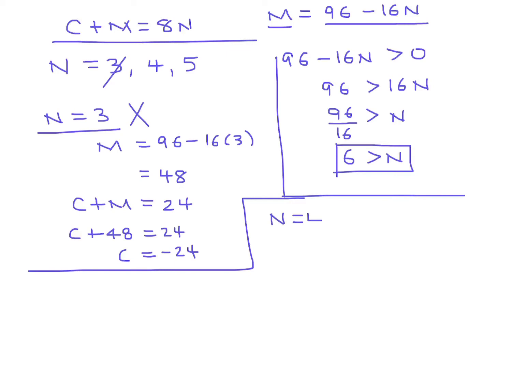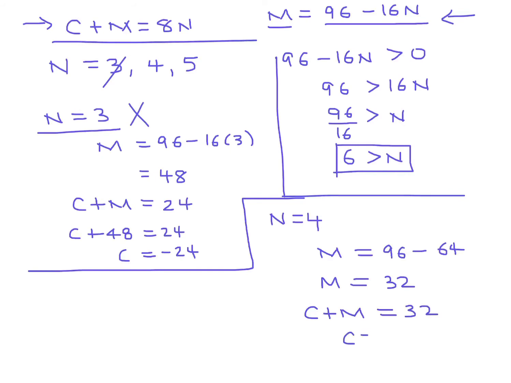Let's try N equals 4 with the same equations that we have. The first one was M is equal to 96 minus 16N. 16 times 4 is 64. And that means we've got 32 for M. All right, does that work with our first equation? Let's see. C plus M would be 8 times 4, which is 32. If M is 32, that means C is 0. Not allowed because it said that the amount of coffee and milk are never 0. So this is no good.